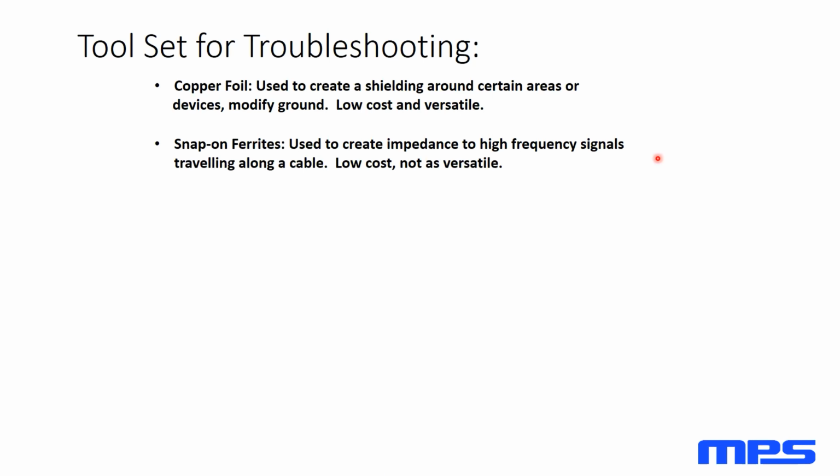The snap-on ferrites, I mentioned those as well. We're trying to create high impedance to high frequency signals traveling along a cable, typically in common mode. This is a low cost thing. It's not as versatile, but it is going to rule out a very specific thing. So if we snap on a ferrite and our emissions change in a very positive way, we've very quickly narrowed in on what our issue is, and now we need to figure out the path that noise is coming from.